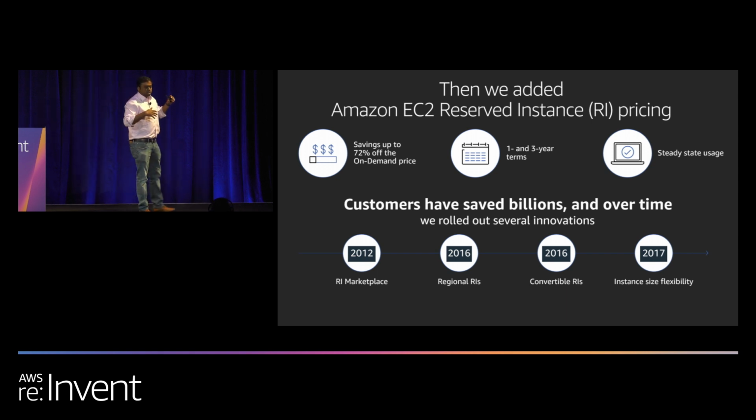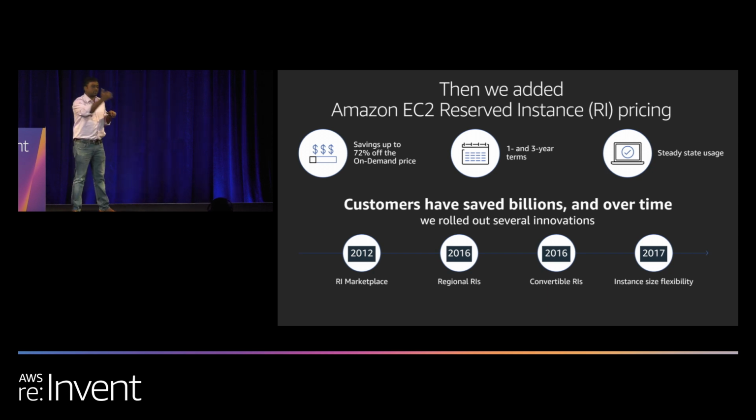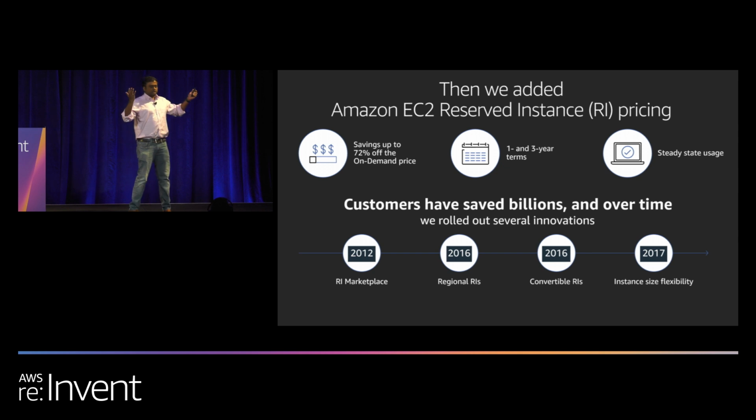What that meant was, not only could you get the advantage of a regional RI's discount across AZs within a region, but you could also get it across sizes. Let's say you had an M5 extra large RI for US East 1. You could run an M5 large in US East 1A, or you could run an M5 2 extra large in US East 1B, and still the RI discount would apply. So that was instance size flexibility.